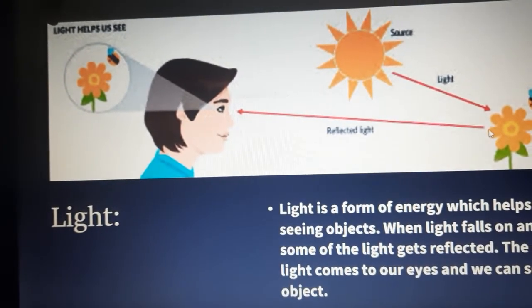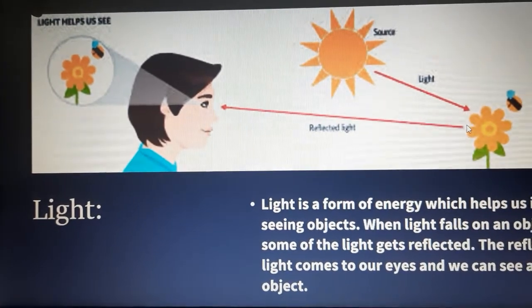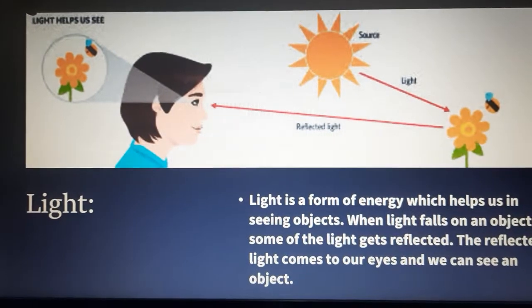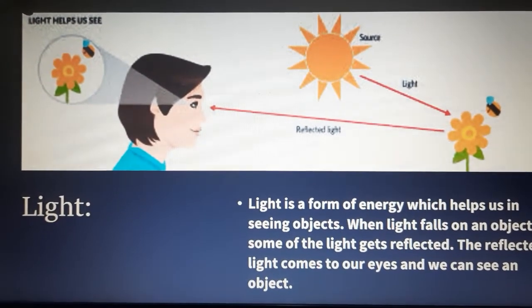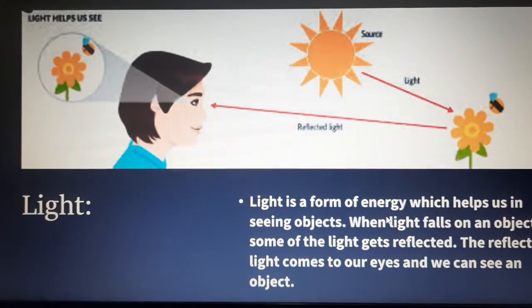If there was no light source, then we would not be able to see this flower, as we cannot see in a dark room as well. So light is a source of energy. Light is a form of energy which helps us in seeing objects.